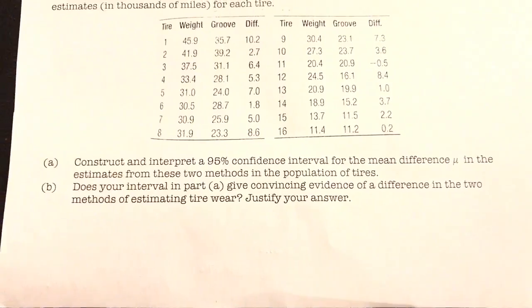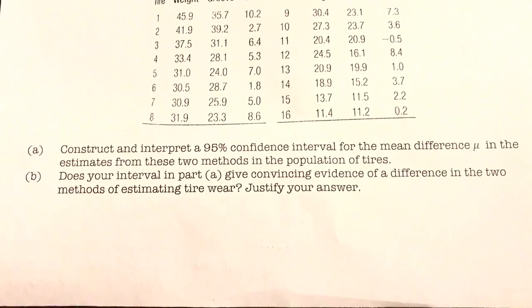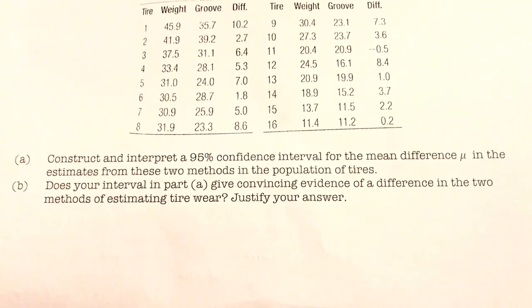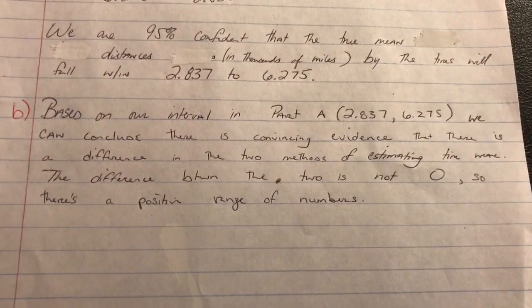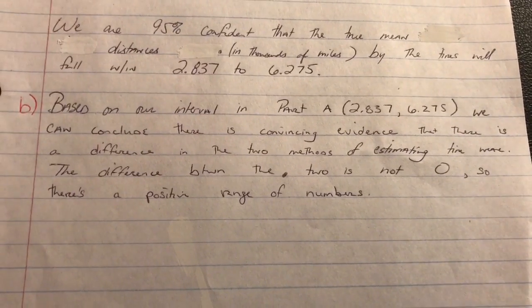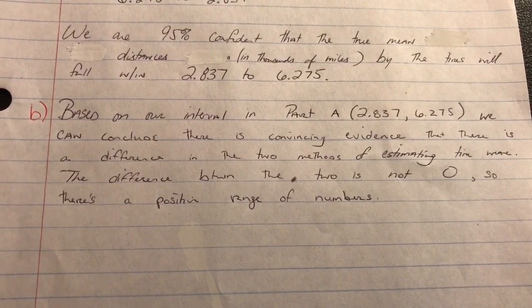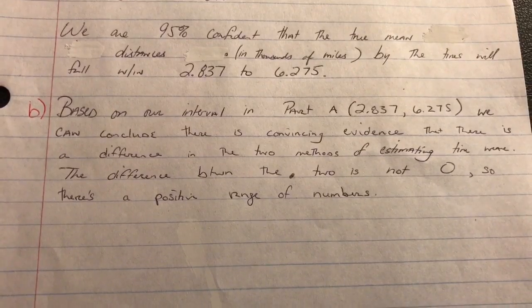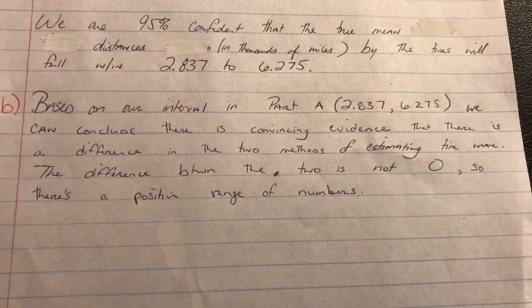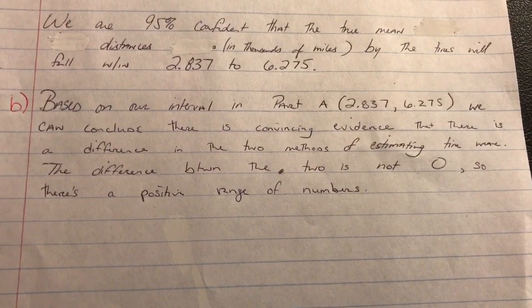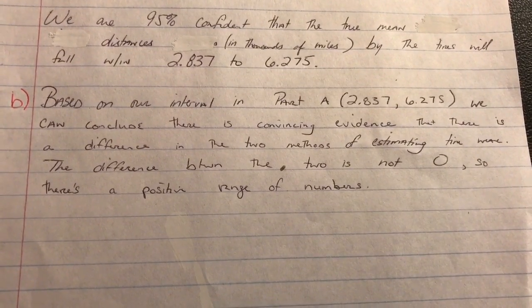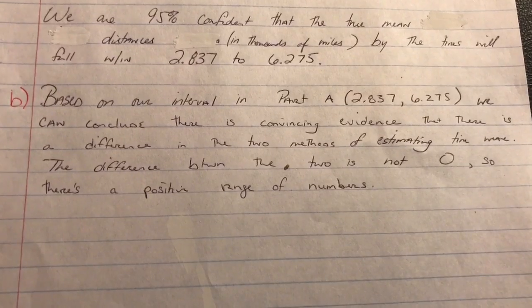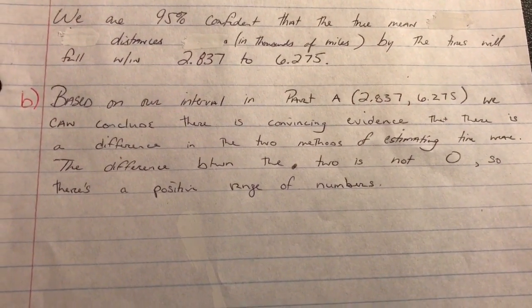Now moving on to part B of this question, it wants to know, does your interval in part A give convincing evidence of a difference in the two methods of estimating tire wear? So, based on our interval in part A, which is 2.837 to 6.275, we can conclude that there is convincing evidence that there's a difference in the two methods of estimating tire wear. The difference between the two is not 0. It's not equal to 0. So there's a positive range of numbers.